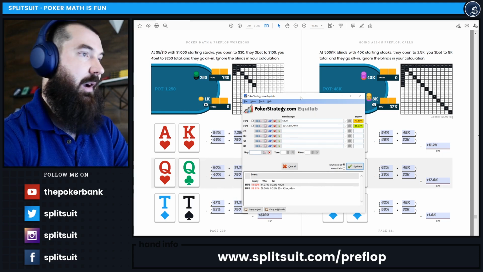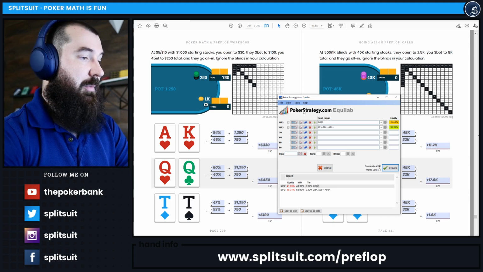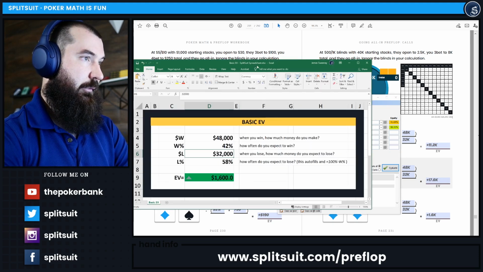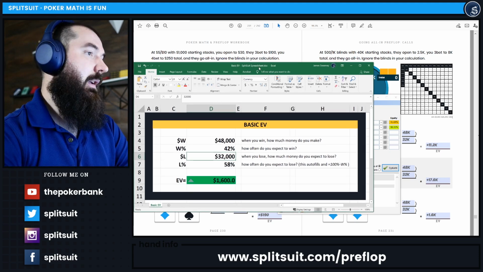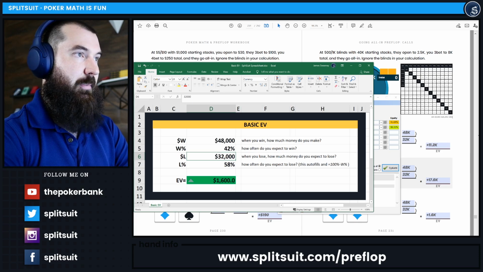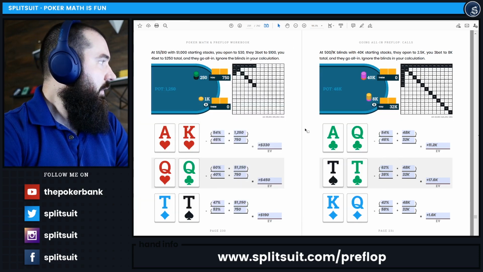Go forward from there. And then for the actual EV calc, you can do it by hand, you can do it with pen and paper, you can use a free spreadsheet like the ones I said are at splitsuit.com/sheets, and plug everything in, just a couple of numbers, and boom, you get an output very, very quickly. So hopefully this helps.